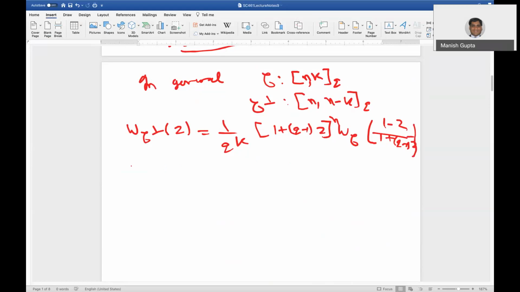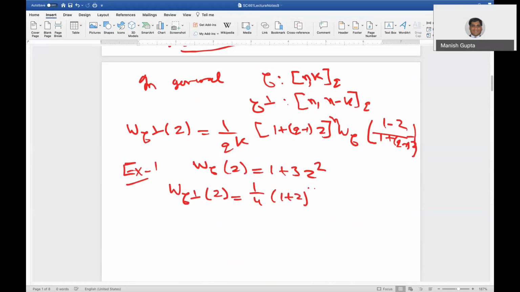Let me show you an example. In our previous example, we saw that W_C of z was 1 plus 3z squared. I can compute W_C perp of z from this formula: it will be 1 by 4, 1 plus z whole cube, W_C of (1 minus z, 1 plus z). We simplify this, and it turns out that it is 1 plus z cube. So now it's really easy to compute the weight enumerator polynomials.